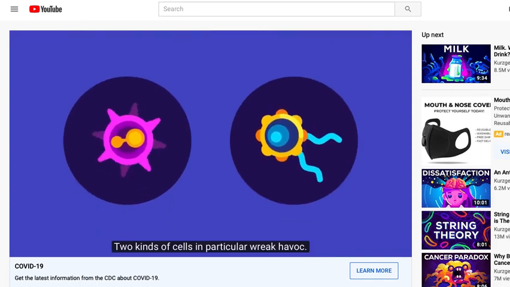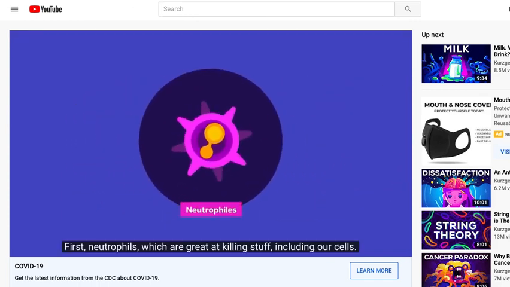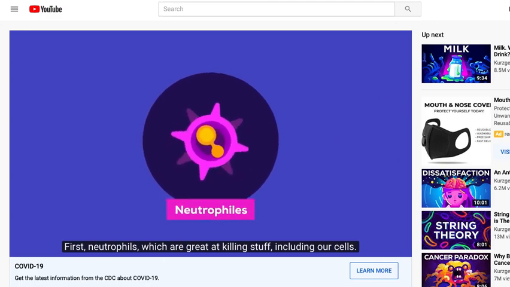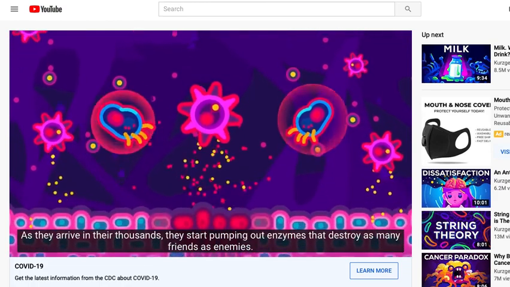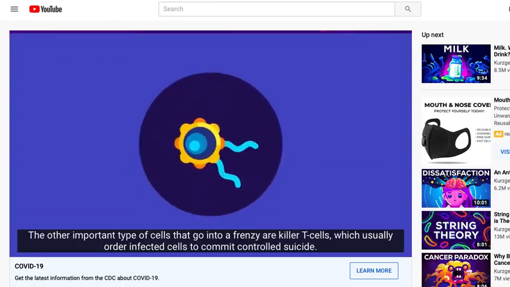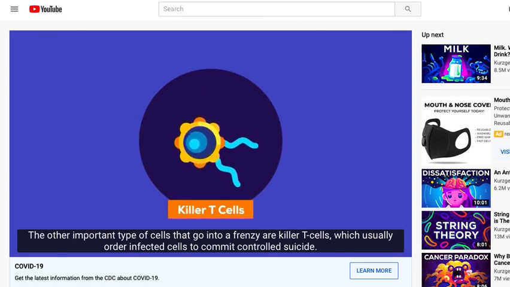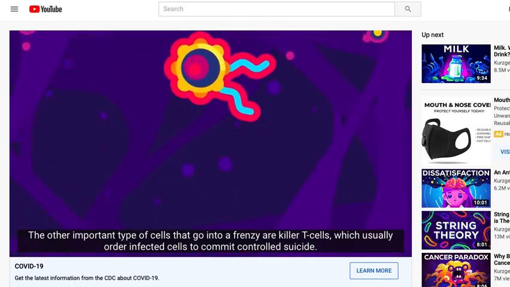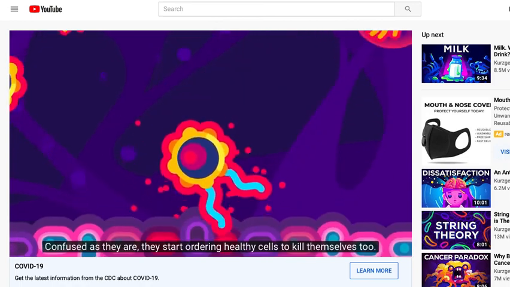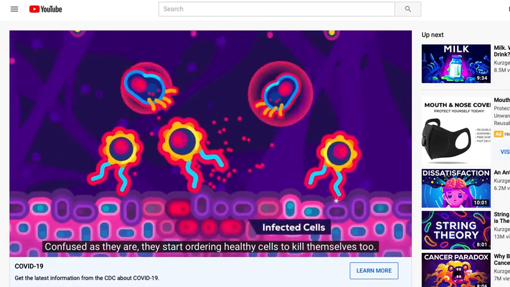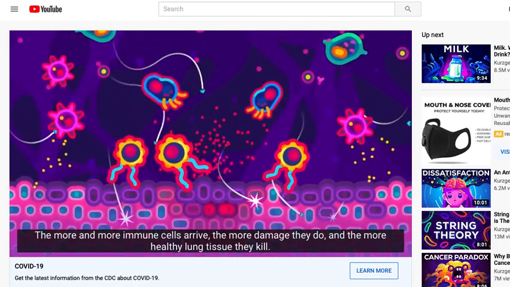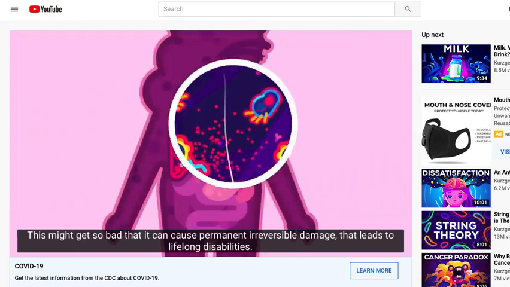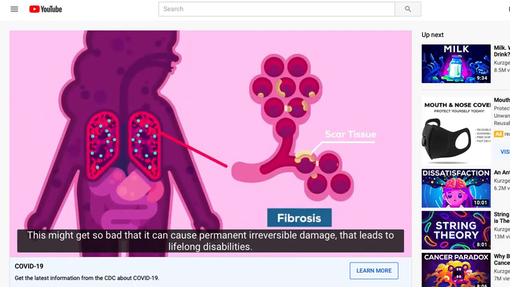Two kinds of cells in particular wreak havoc. First, neutrophils, which are great at killing stuff, including ourselves. As they arrive in their thousands, they start pumping out enzymes that destroy as many friends as enemies. The other important type of cells that go into a frenzy are killer T cells, which usually order infected cells to commit controlled suicide. Confused as they are, they start ordering healthy cells to kill themselves too. The more and more immune cells arrive, the more damage they do, and the more healthy lung tissue they kill. This might get so bad that it can cause permanent, irreversible damage that leads to lifelong disabilities.